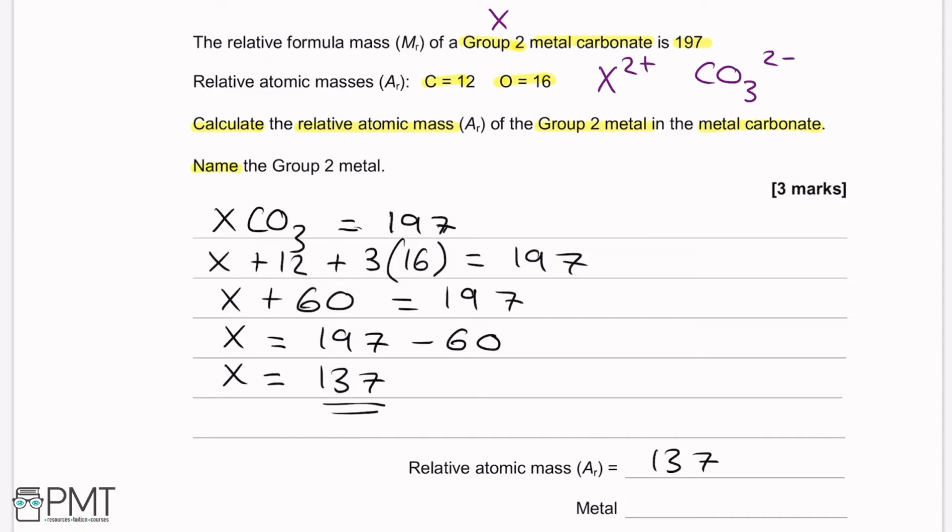Now, we need to figure out what metal that is. So using your periodic table, you're looking for an element in group 2 which has a mass number of 137. And hopefully you can see that that is barium.